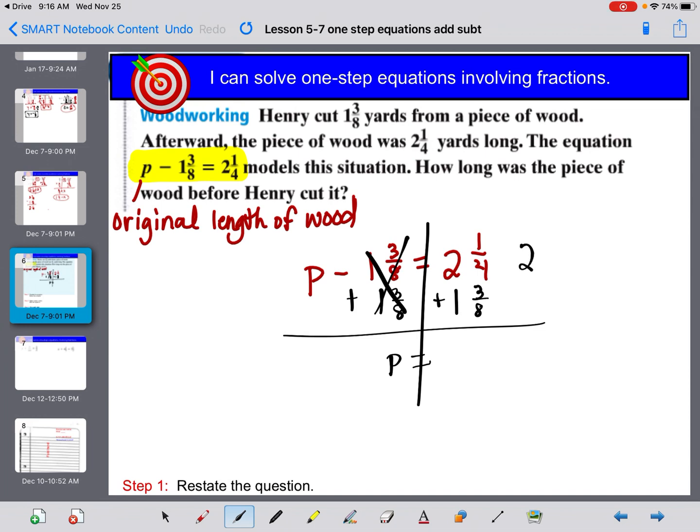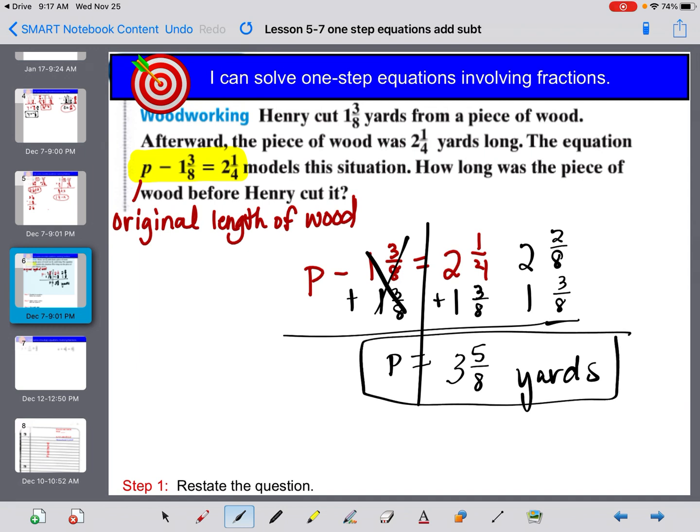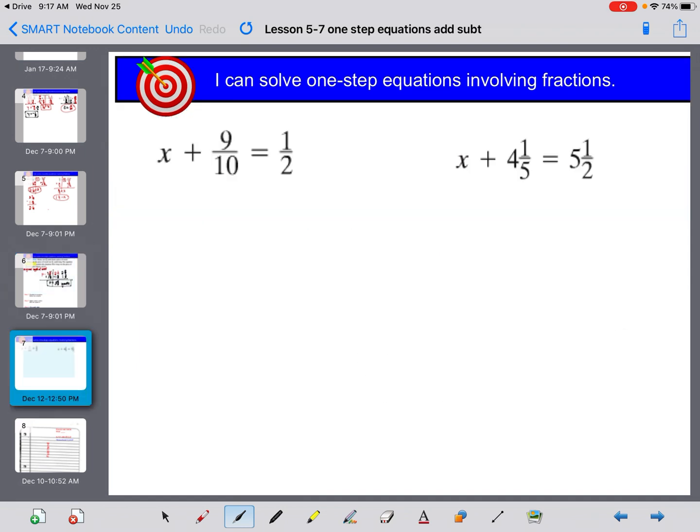I see that I need a common denominator, so I'm going to multiply 1/4 by 2 halves. So 2 2/8 and 1 3/8. When I add that together, I get 3 5/8. And how long? Yards. Make sure you always label any word problems. All right, try these last two, and then by pausing the video, come on back and compare those answers to mine.